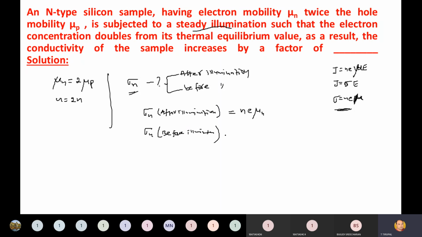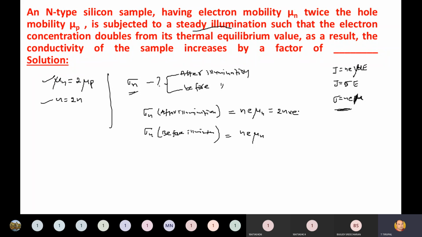Before illumination, the formula is the same: sigma n = N e mu n. But after illumination, what happens to the parameters mu n and n? The electron concentration is doubling. So what do you get here? Sigma n equals 2n into e mu n. It is becoming twice that of before.